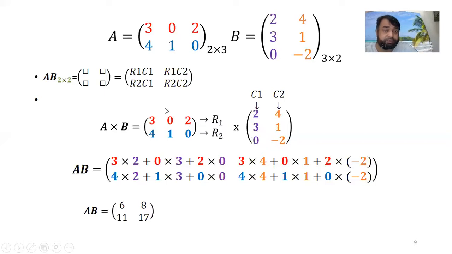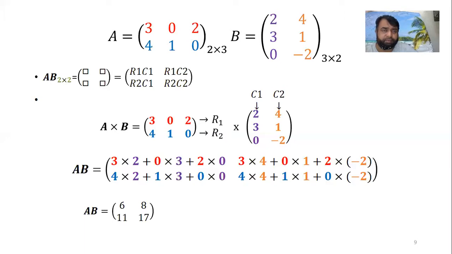That means the first element of the row is multiplied with the first element of the column, the second element of the row with the second element of the column, and the third element of the row with the third element of the column. This happens when you choose the appropriate row and column for a particular element.